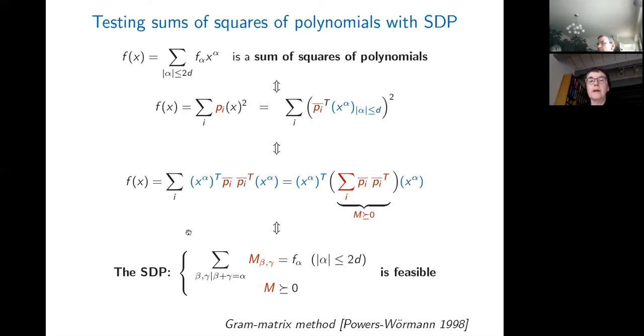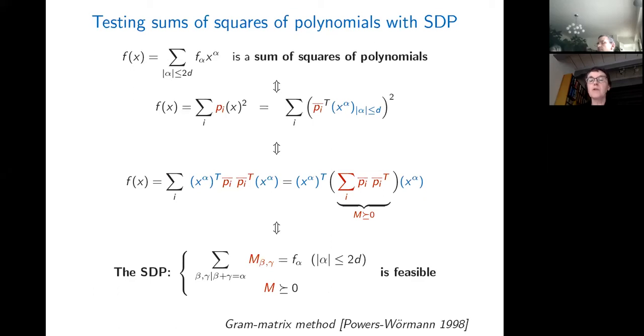So in summary, F is a sum of squares of polynomials if and only if there exists a positive semi-definite matrix M which satisfies this system of affine equations. And this is typically an instance of semi-definite programming. This is known as the Gram matrix method by Powers and Reznick. This is the workhorse of the whole thing. We can check whether polynomials are sums of squares efficiently using semi-definite programming.